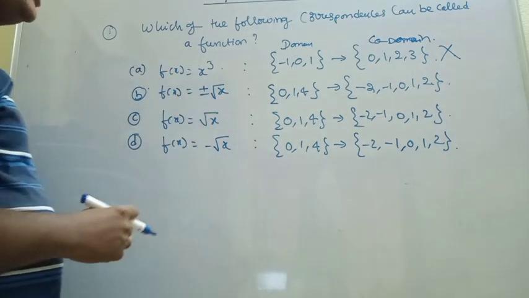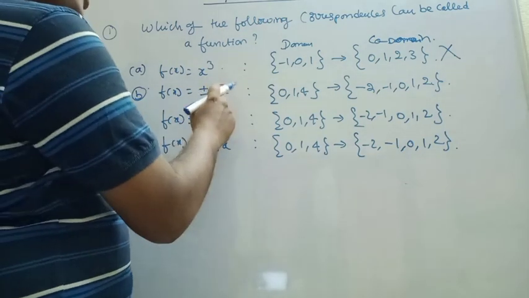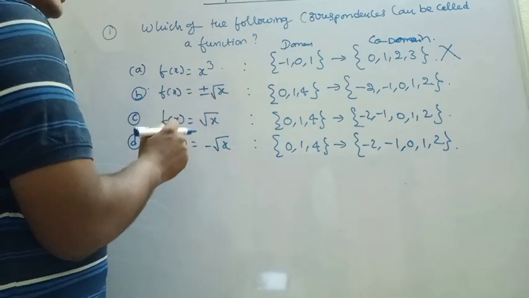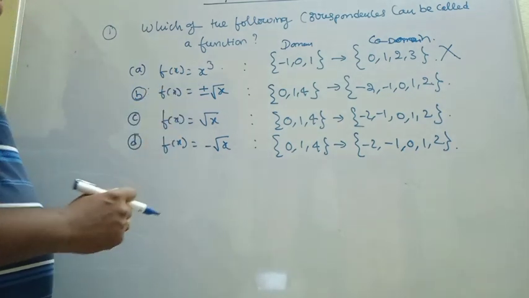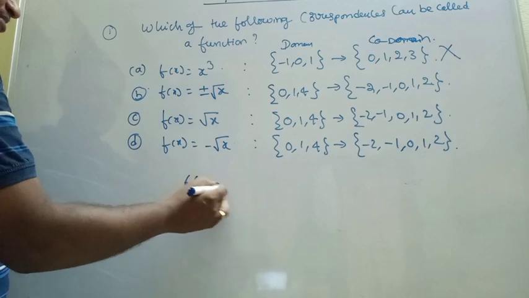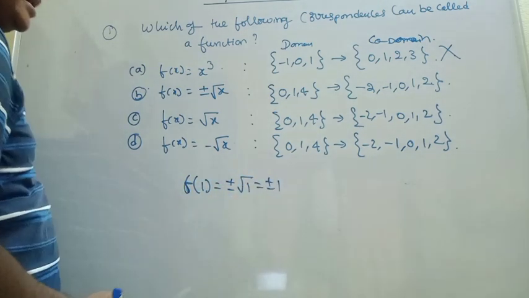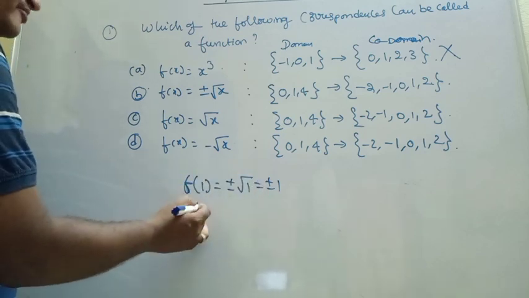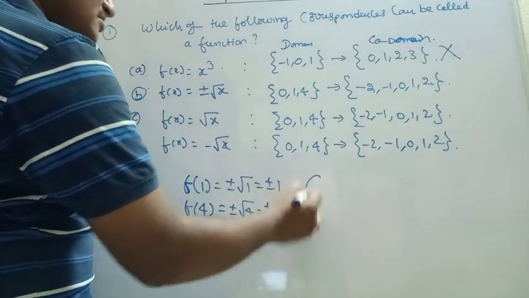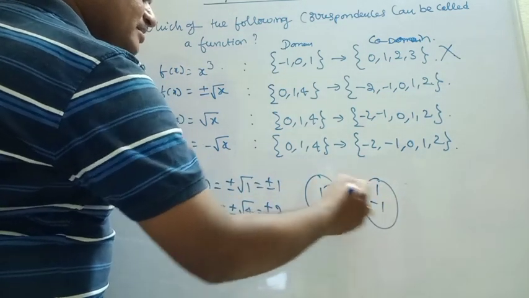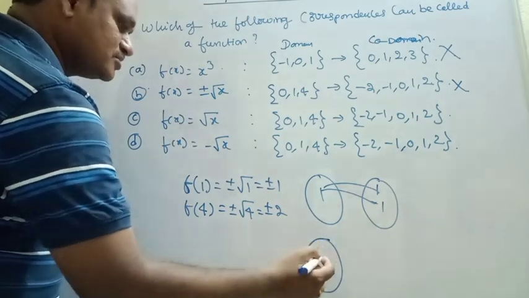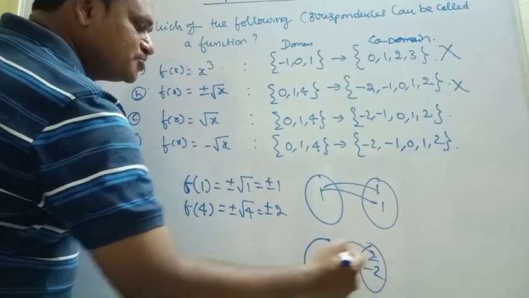Now f of x equal to plus or minus root x. Root over 0 is 0, fine. When we take f of x equal to plus or minus root x, for example x as 1, f of 1 equals plus or minus root 1, that is plus or minus 1. That means one element is corresponded with 2 elements. If I take 4, this is plus or minus root 4, that is plus or minus 2. One element should not correspond with more than one element, therefore it is not a function.